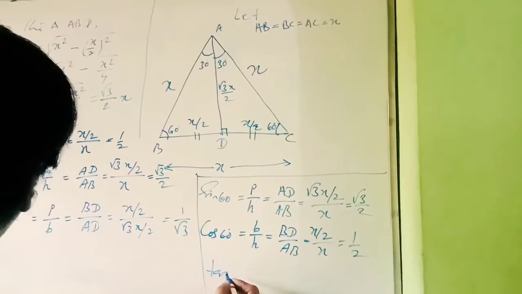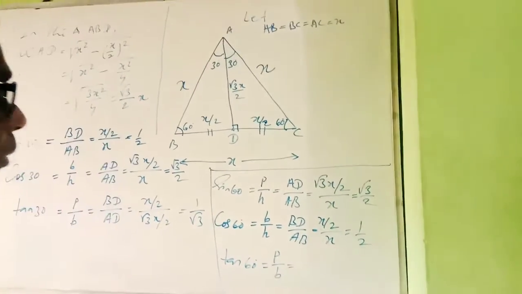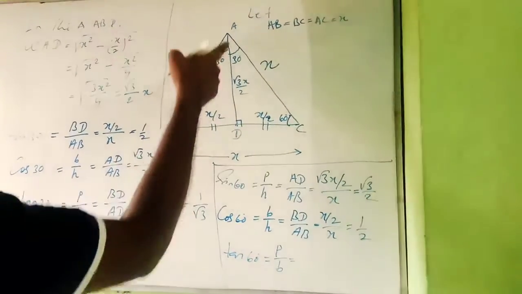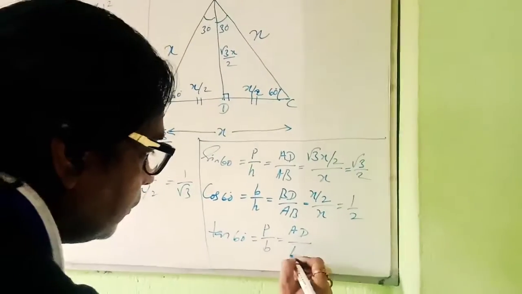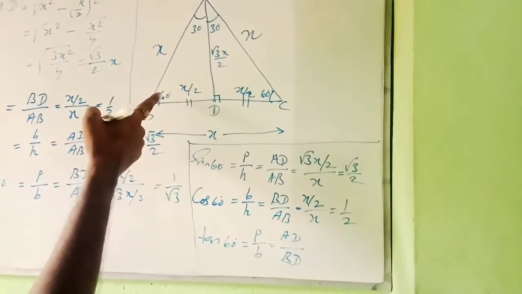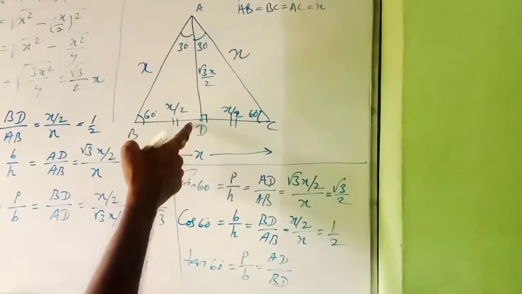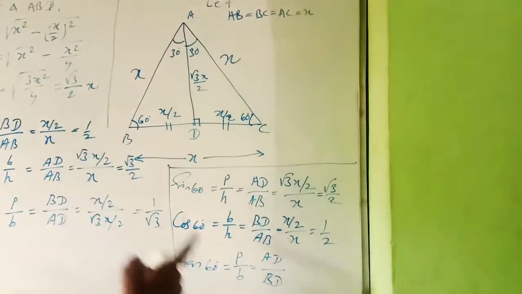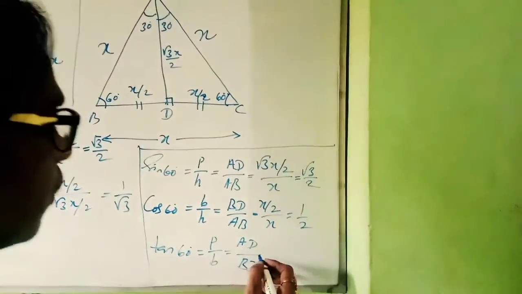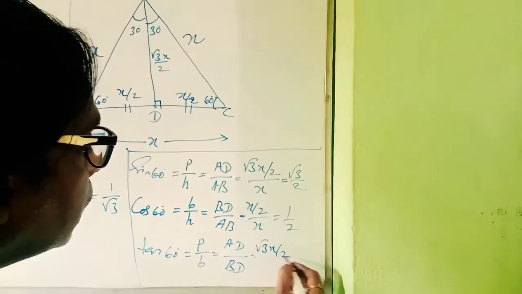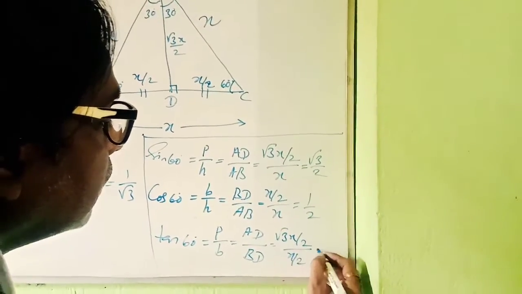Same process, find tan 60. Tan formula is what? Perpendicular by base. Perpendicular will be how much for this angle? Angle front side, that is AD. Now base will be how much? BD, because angle adjacent side is BD, that is the base. Angle front side is always perpendicular. 90 degree front side is hypotenuse. Therefore P by B, P equal to AD by BD. Okay, AD equal to how much? Just see the figure, AD equal to root 3x by 2, BD is x by 2. Finally what will you get? By 2, x cancel, answer is root 3.